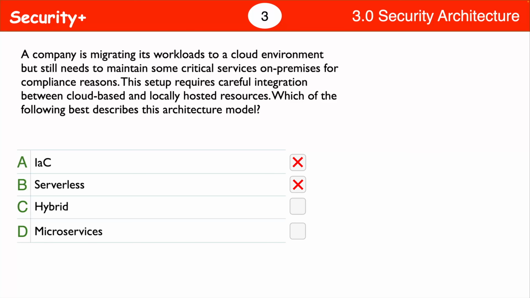All right, and then we can finally eliminate D, microservices. Microservices refer to an application development model where services are broken into independent units. So that wouldn't qualify for this scenario here. And that leaves us with the answer, which is C, hybrid. A hybrid architecture combines both cloud and on-premises environments, which is exactly a requirement for this scenario to stay within compliance. And that also makes this the best answer.